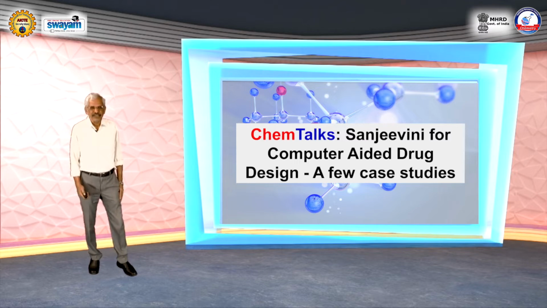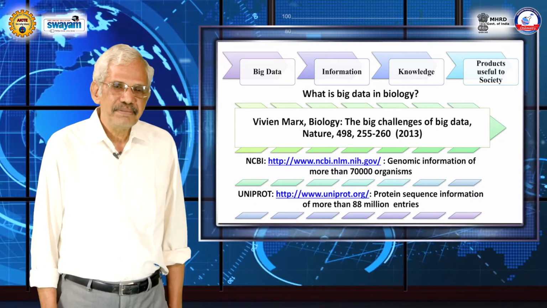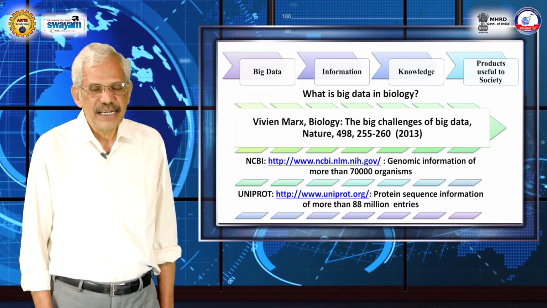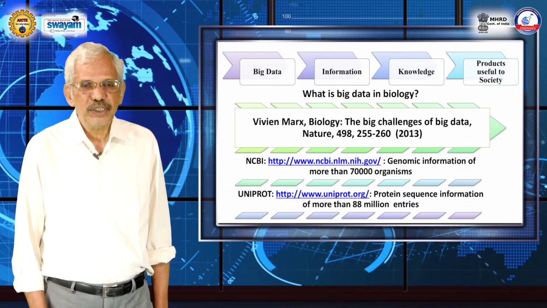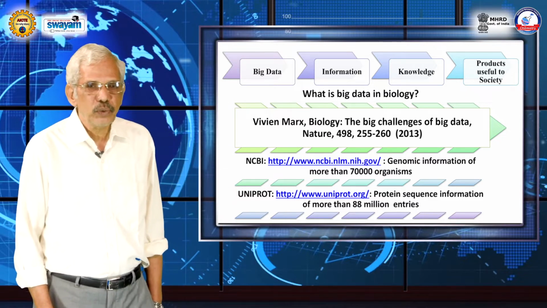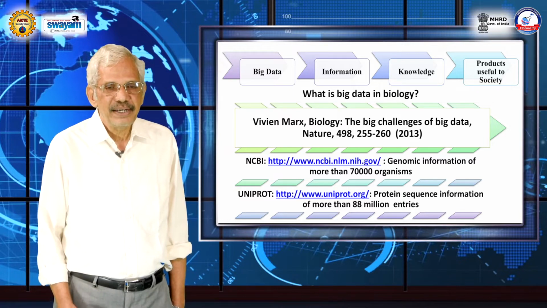So let's proceed to understand where we are today. Well, today we talk of big data. What's the big challenge here? Well, the big data should lead us to information, to knowledge, and eventually to products useful to society. So what kind of big data is available and how can it help us get rid of disease?